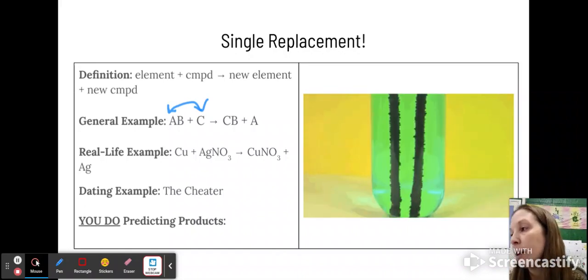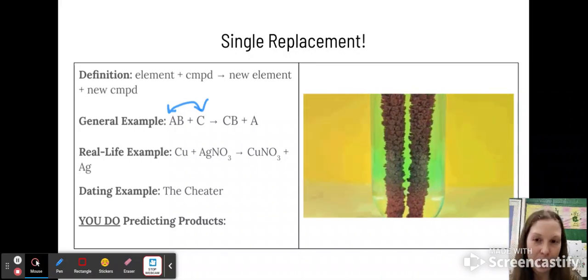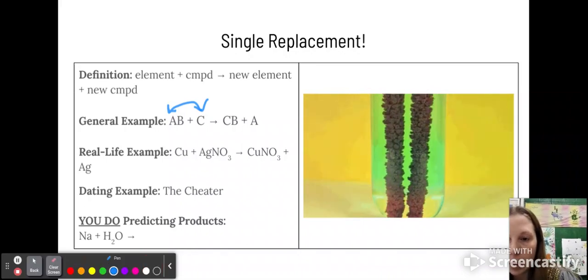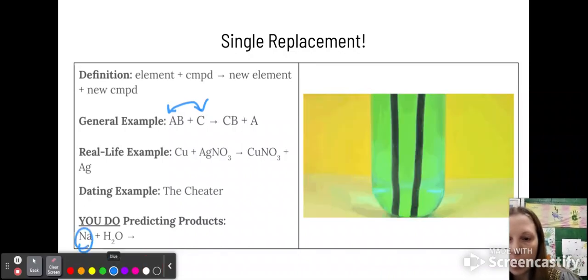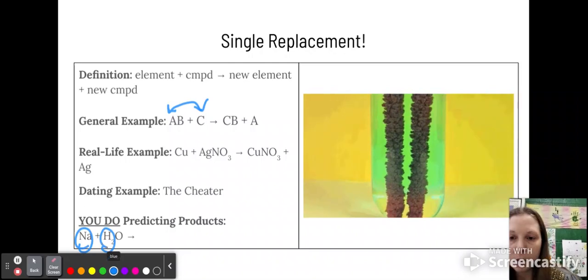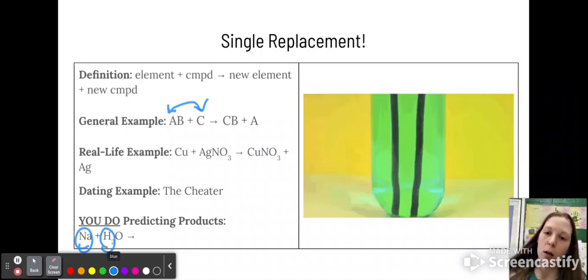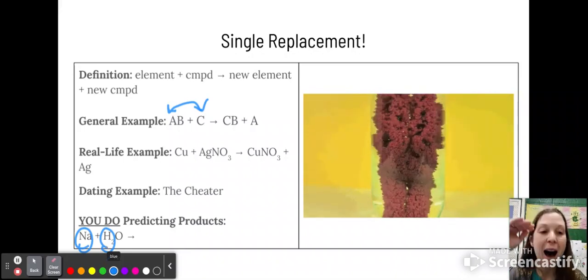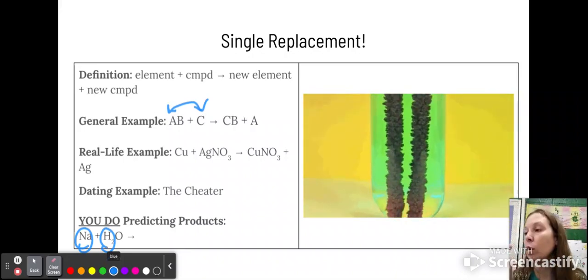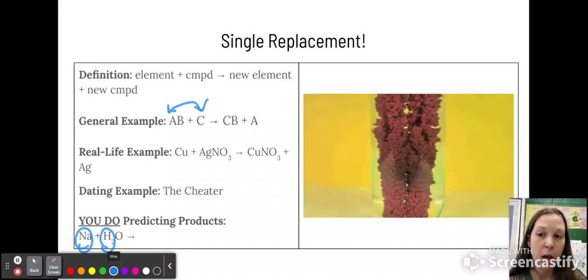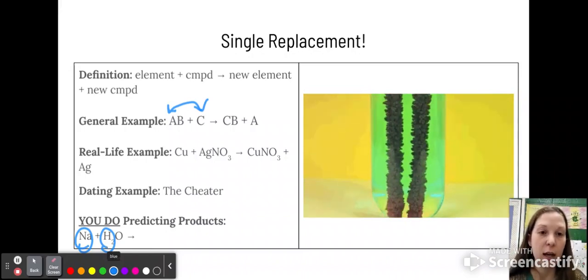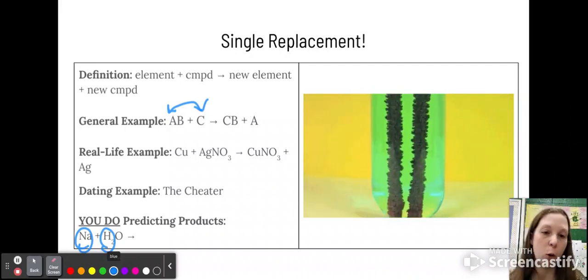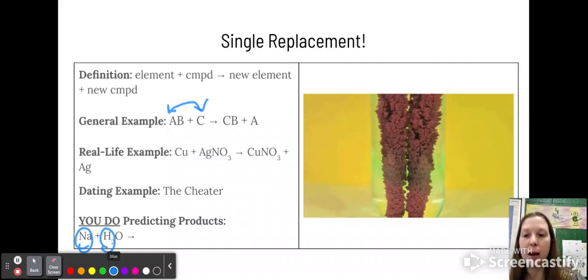Remember, this is single replacement, so you have to use your activity series, okay? And to use your activity series, I'll give you a hint. We know that Na is our single element. It would deal with the first element in the compound of water. So you need to compare those on your activity series. Whichever one is highest up on the list will do the replacing, okay? So if Na is higher than H2, Na will replace H2. But if H2 is higher, nothing will happen. So pause the video and try that to balance.